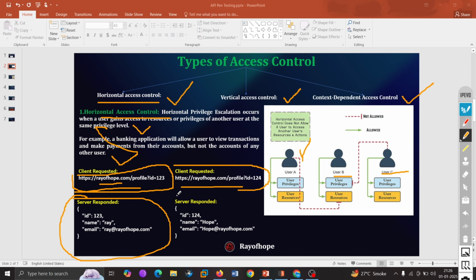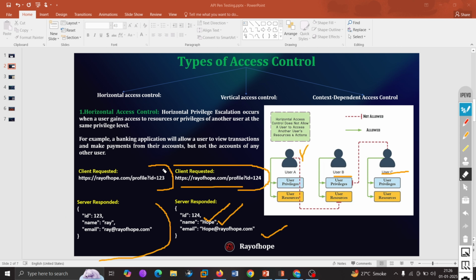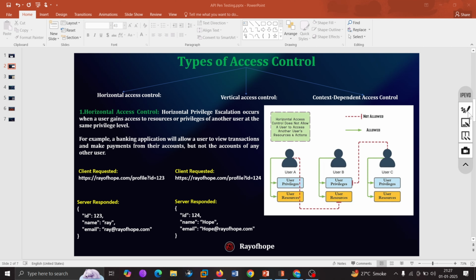You got it, right? But if you change the ID from 123 to 124, and the server responds with ID 124, the name Hope, and the email hope@rayofhope.com, that means it is revealing the sensitive information of another user at the same privilege level, right? So that is horizontal access control violation or horizontal privilege escalation, right? Okay, so we will demonstrate it practically as well.